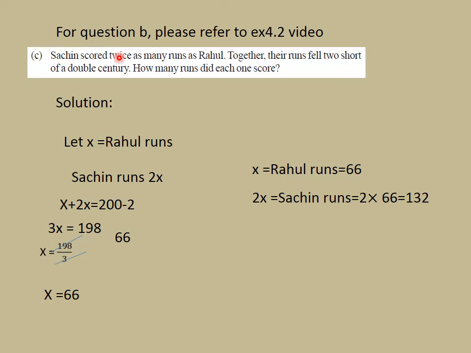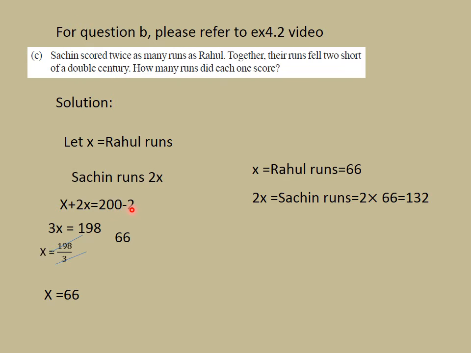Sachin scored twice as many runs as Rahul. So Rahul runs you take as x, then Sachin scores 2x, twice of Rahul runs. Together their runs fell 2 short of double century. Together means Sachin plus Rahul, so x plus 2x is equal to fell 2 short of double century.